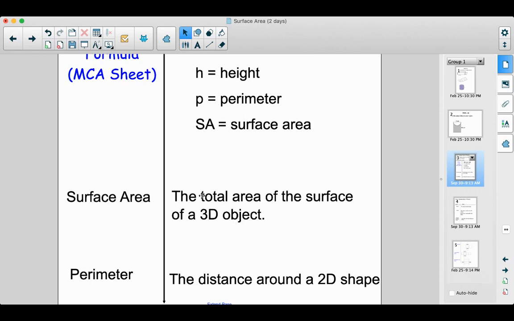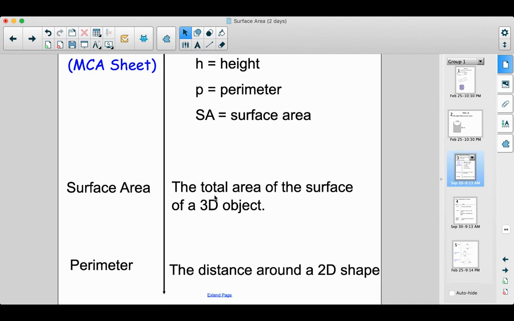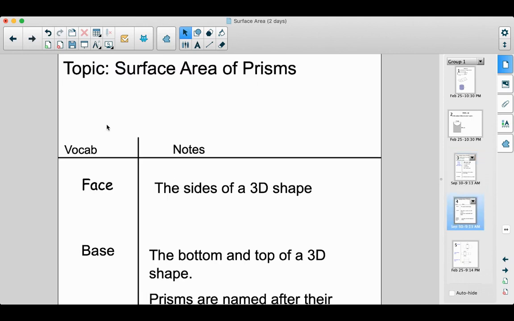All right, so surface area. Surface area is the total area of the surface of a three-dimensional object. Perimeter is the distance around a two-dimensional shape, so surface area is kind of like the 3D version of perimeter. You can think about it like if you're going to wrap a present, how much wrapping paper you would need. It's the area of the surface.